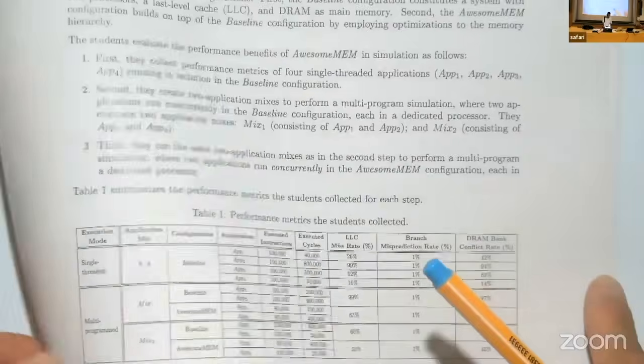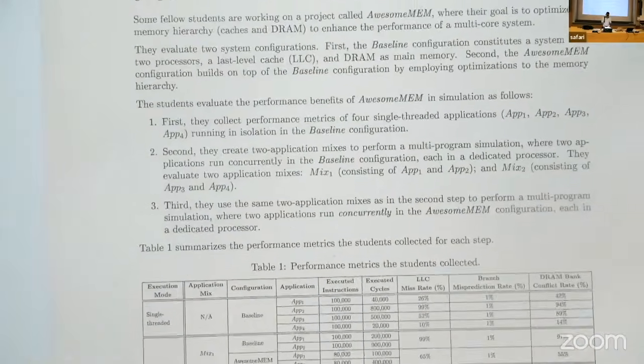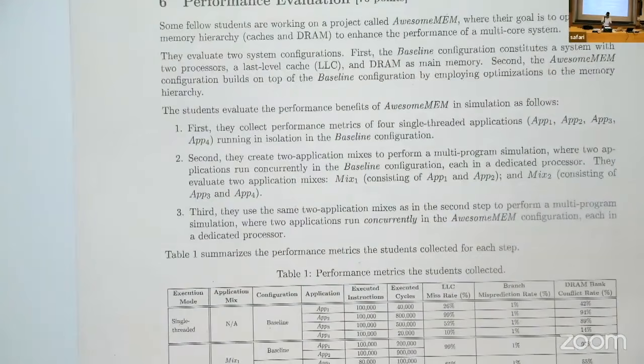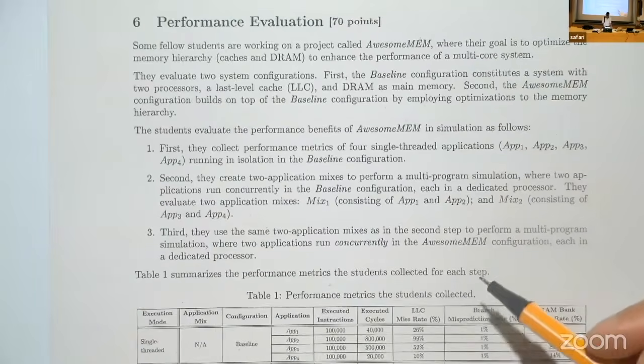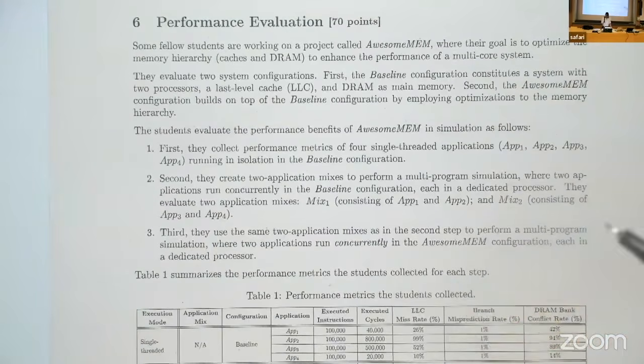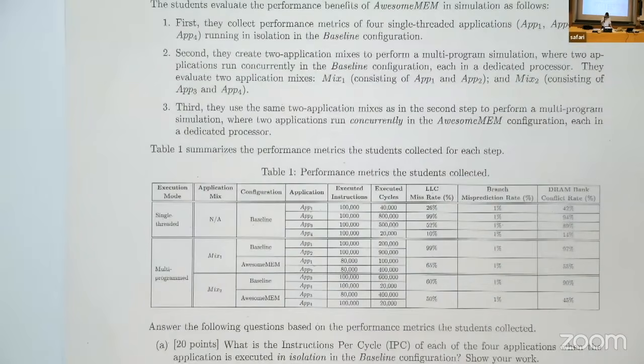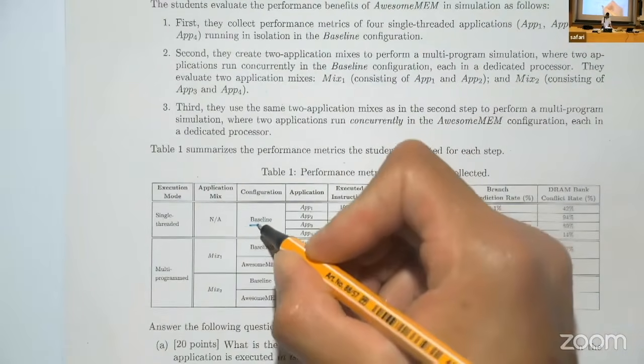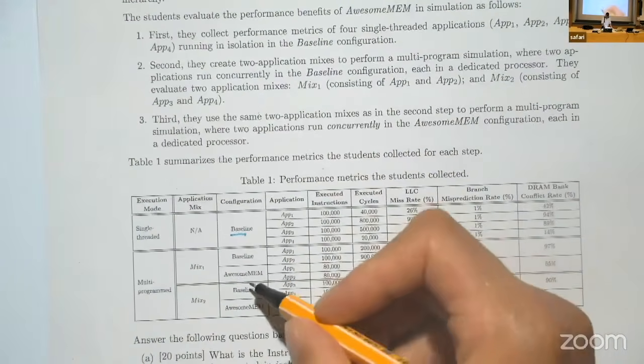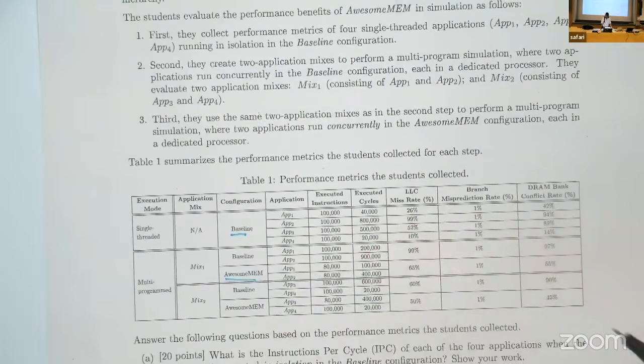So this is the classic performance evaluation question. In the introduction, it tells you that you are working on a project called Awesome Memory, where your goal is to optimize the memory hierarchy for a particular multi-core architecture. Basically, you are evaluating two different systems: one that is the baseline system, and the other that is this AwesomeMem system.